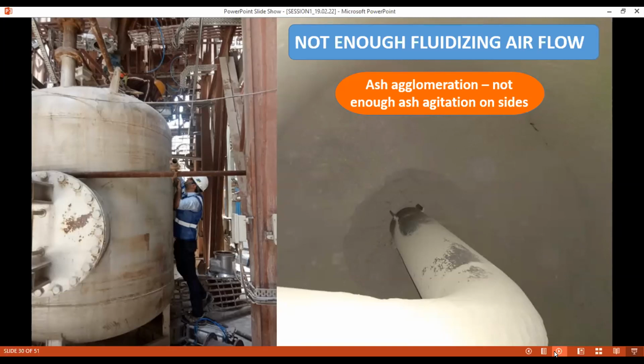The ash will be there, it will not come out, and over a period of time, the pad is going to get entirely clogged by the fine component of the ash, and you are simply not fluidizing your ash, so your tonnage is going to go down drastically.